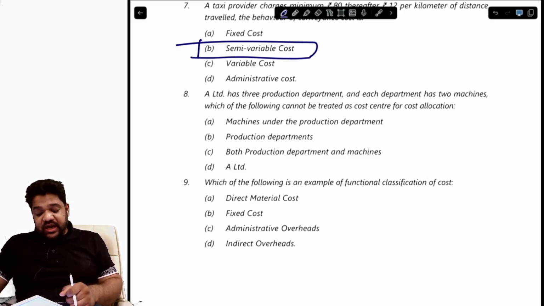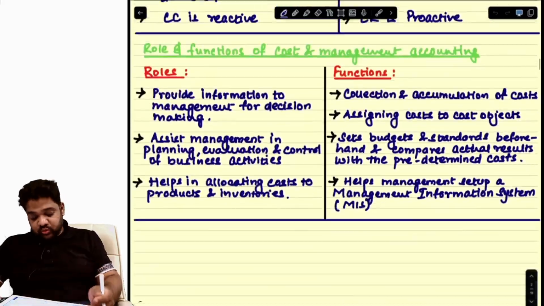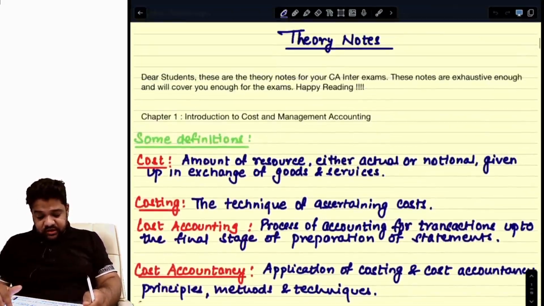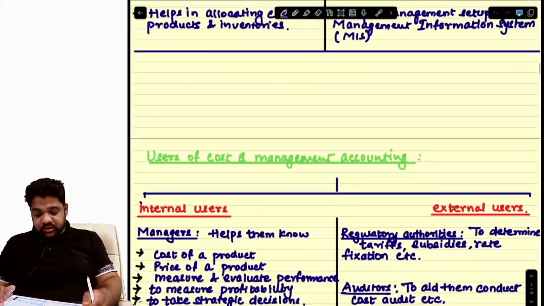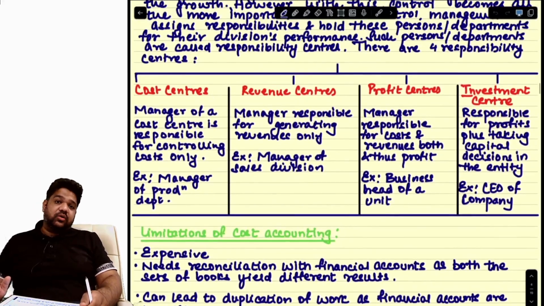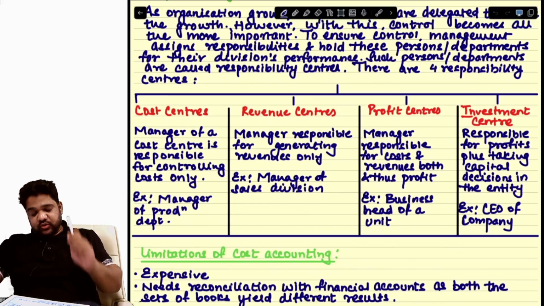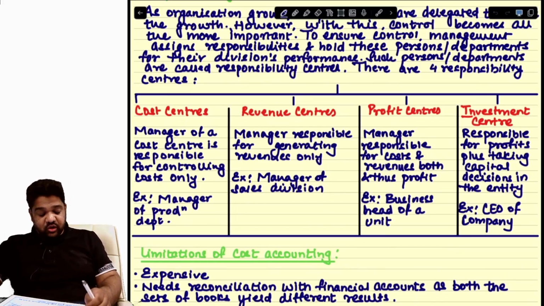Which of the following cannot be treated as a cost center for cost allocation? Now, for this, I want you to come to what exactly is a cost center. I think it is right here. Now, so what is a cost center? The manager of a cost center is only and only responsible for controlling costs.